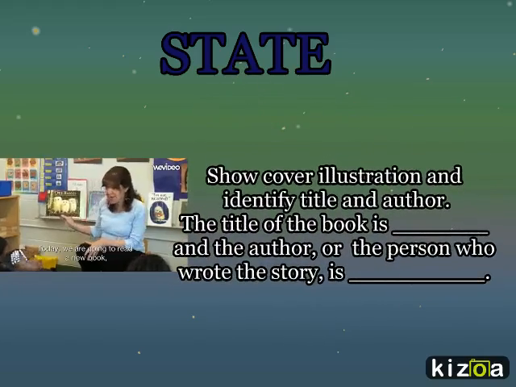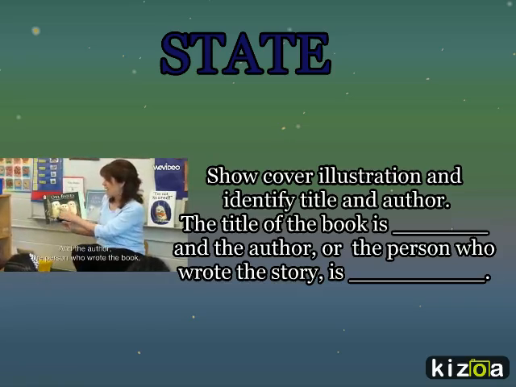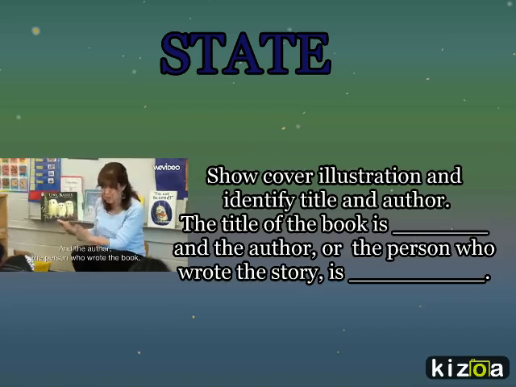The first step of the START model is State. This is where you will show the cover, illustrations, and identify the title and author. The title of the book is, and the author or the person who wrote the story is.